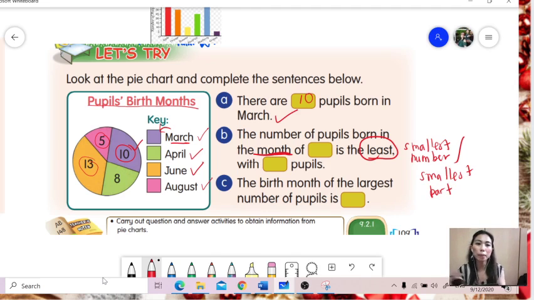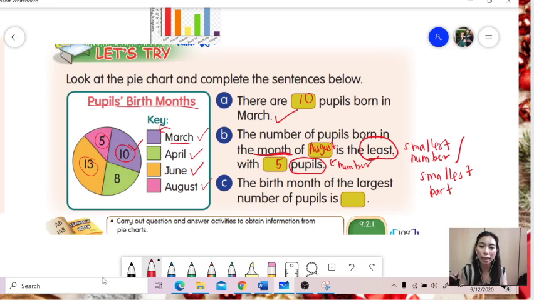So the smallest part is August, right? The smallest part is August. So you say the month of August. Okay, with how many pupils? Now we're asking for pupils, so we need to mention the number. So there are 5 pupils.